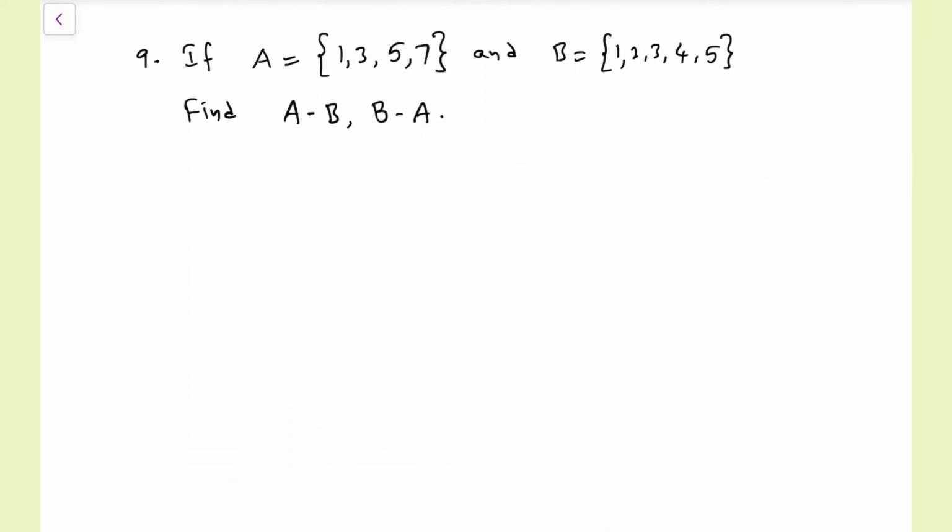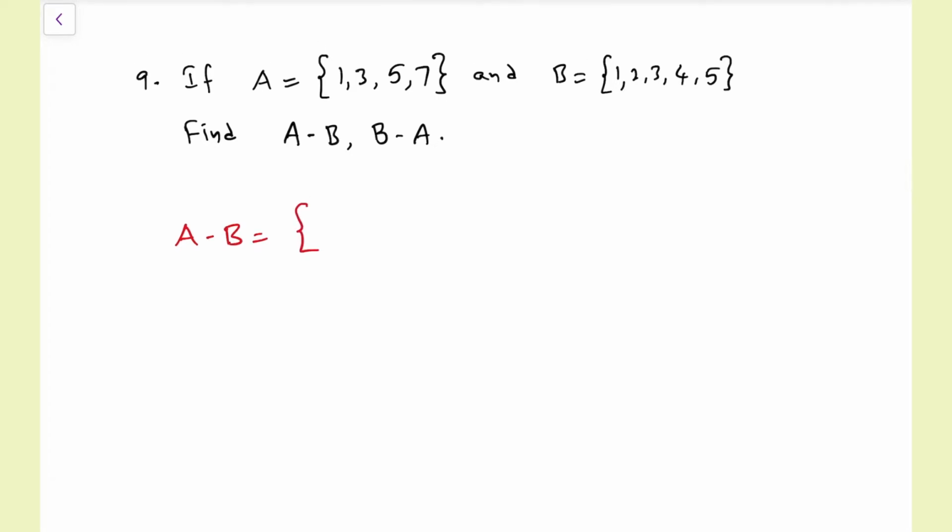Question number 9. If set A equals 1, 3, 5, 7 and set B equals 1, 2, 3, 4, 5, then find the values of A minus B and B minus A. First let us find A minus B. To find A minus B, from set A we need to remove the elements which are there in B also. Here 1 is there in set B also, so I removed it. Then 3 is there in set B also, so I removed it. 5 is there in set B also, so I removed it. Now from set A, pick the elements which are still remaining. Only 7 is remaining, so A minus B equals 7.